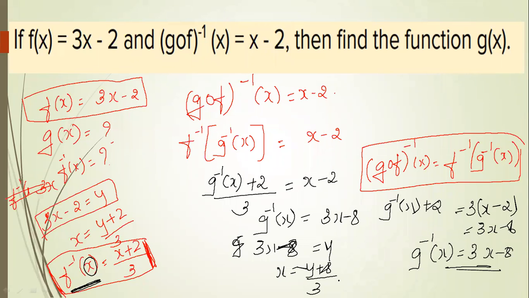Good note, Fatima. So what is g of x then? G of x is, g of y is y plus 8 divided by 3. So g of x is nothing but x plus 8 divided by 3. So my answer is x plus 8 divided by 3.